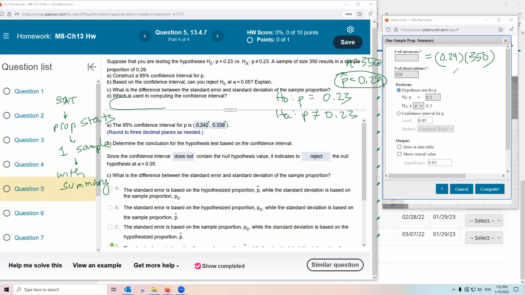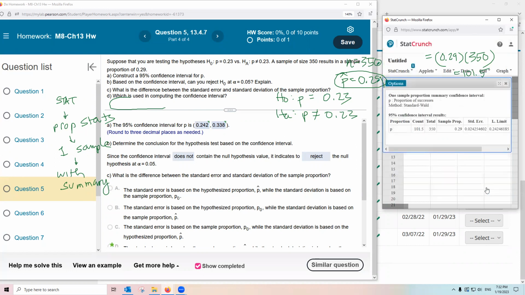So what it means is 101.5 people said they responded yes. Now, I know I can't have 0.5 of a person, but I'm going to enter 101.5 in this input box. And I'm going to come down here to confidence level. And this problem said come up with a 95% confidence interval. So I'm going to leave this at 0.95. I'm going to click compute.